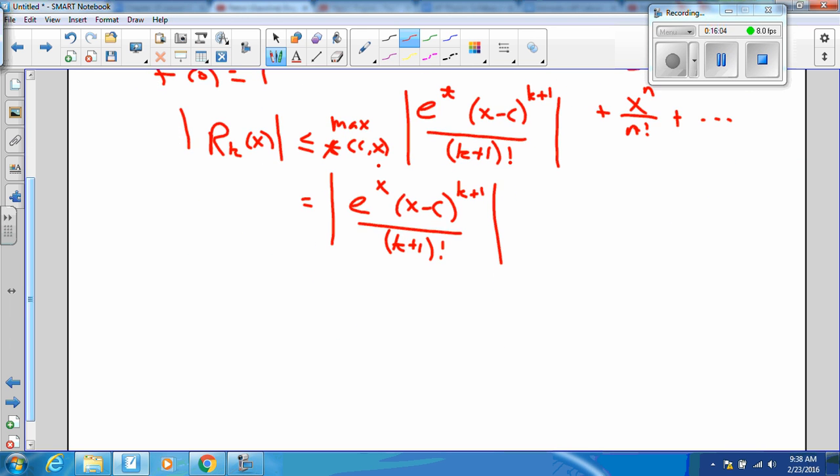Okay. So now, having constructed this, we are interested in this question. What is the limit as k goes out to infinity of this remainder?